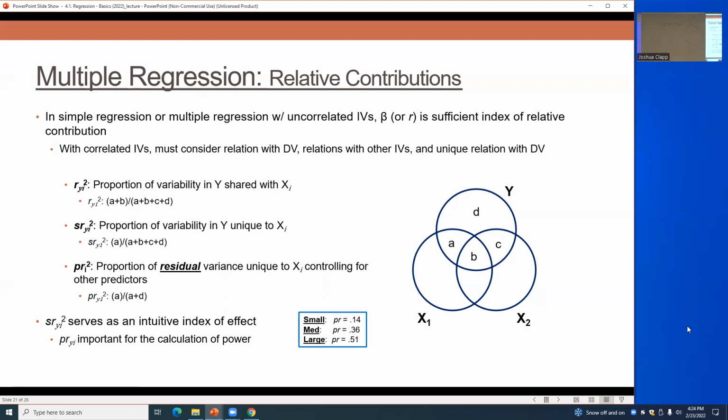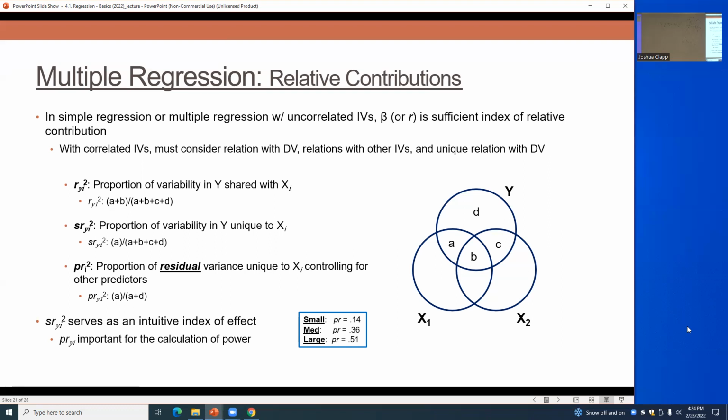So I want you to be very, very strong and very comfortable talking about partial correlations and semi-partial correlations. What does this squared partial correlation sound like relative to what we've talked about in terms of effect sizes in the past? No. This is just a partial eta squared. That's all it is. It's the exact same thing, right?